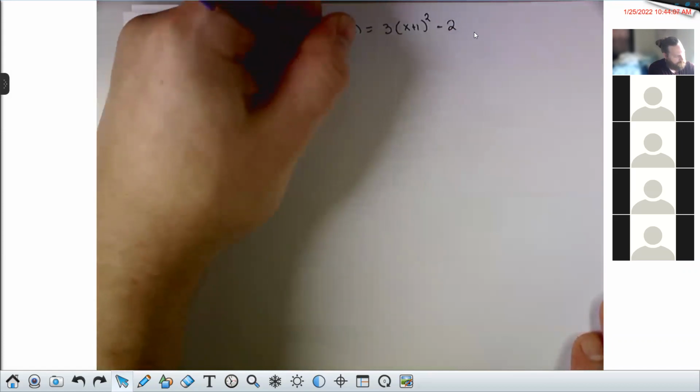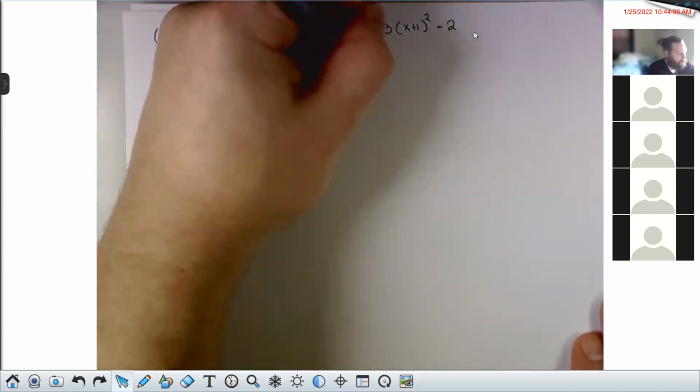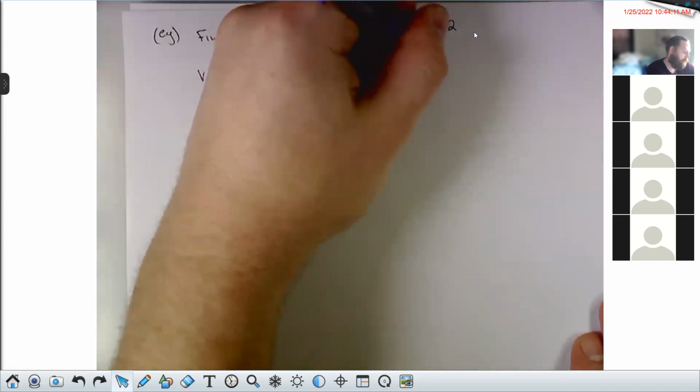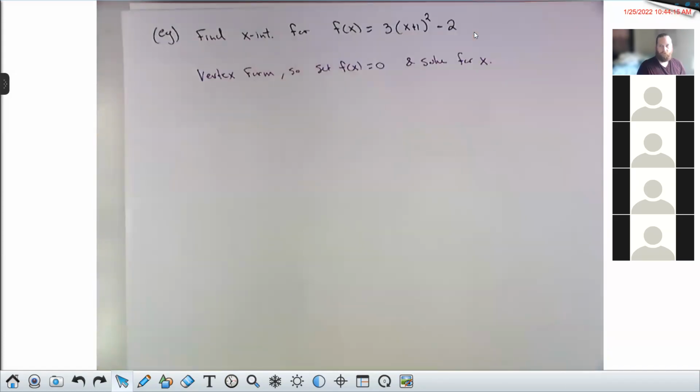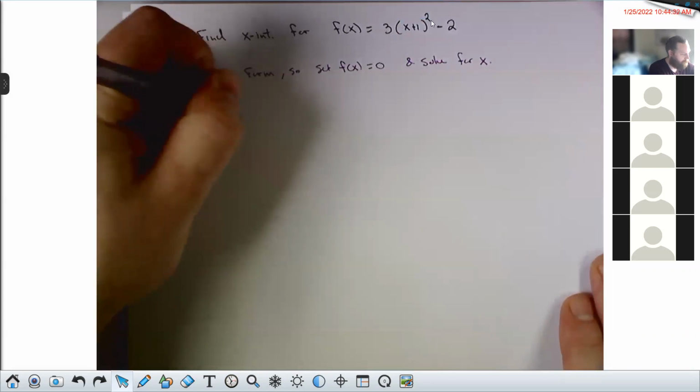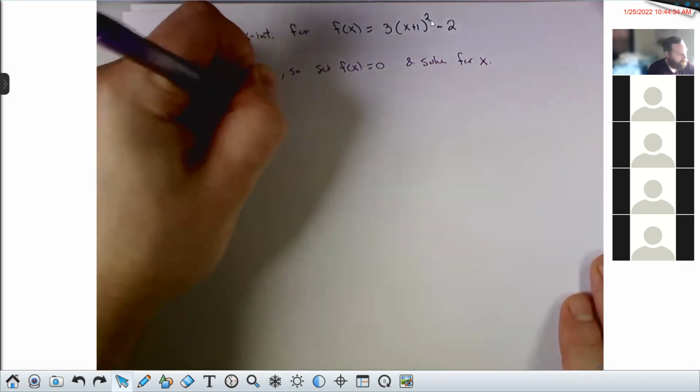So we're going to set f of x to 0 and solve for x. You can't do this in standard form because you've got x squareds and x's floating around. You have to factor if you're in standard form. But if you're in the vertex form, where the variable only shows up in here and that whole thing is raised to the 2, then we can do this. You can solve kind of barehanded.